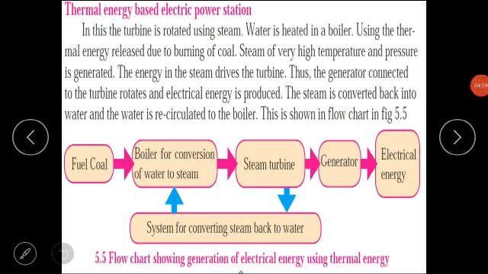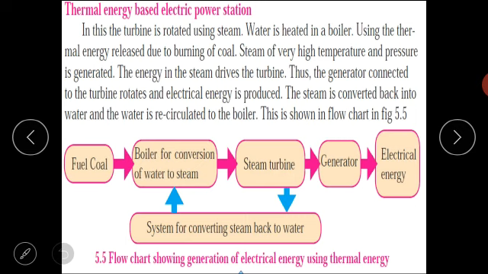Now let us study the thermal energy based electric power station. The name itself indicates that here we are using thermal energy, meaning heat energy, for the generation of electricity. To produce the heat we need coal. Coal is burned in the boilers, and heat is produced. By using that heat, water is boiled and converted into steam, and then the steam turbine rotates and produces electricity in this way.